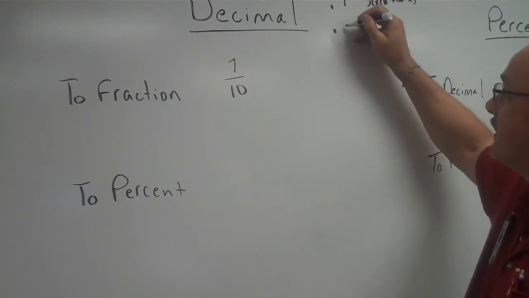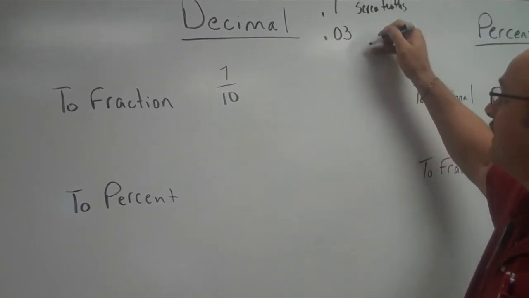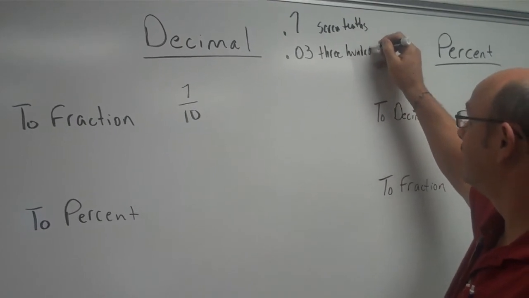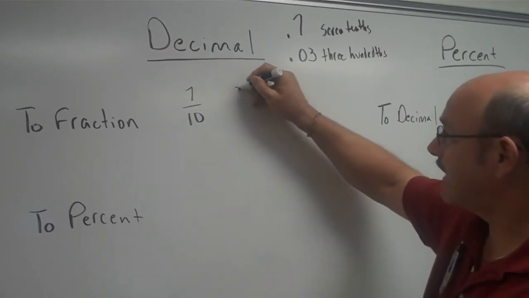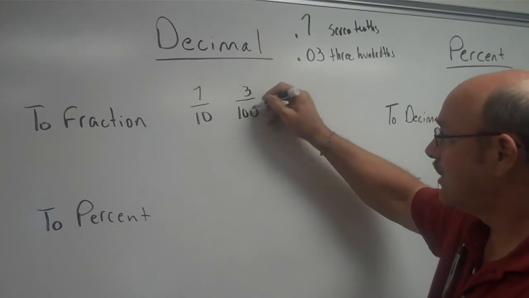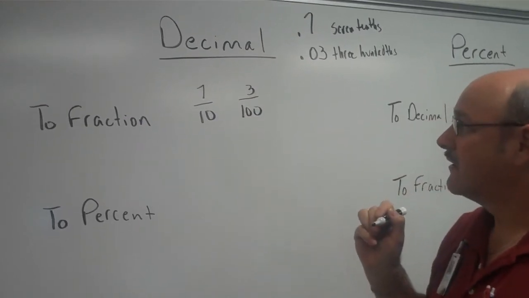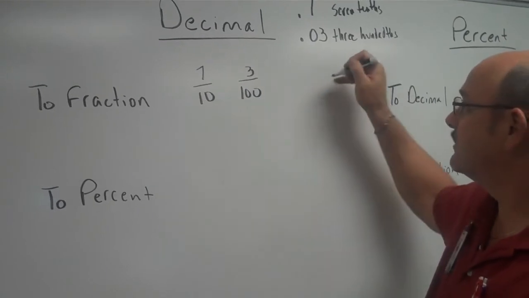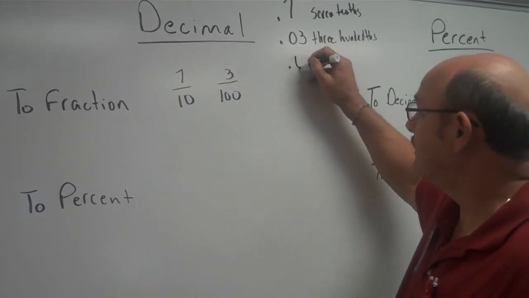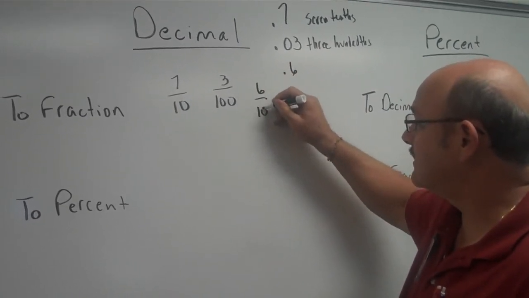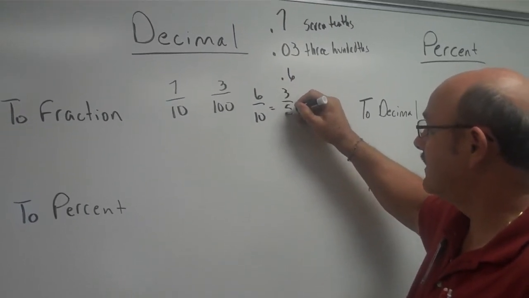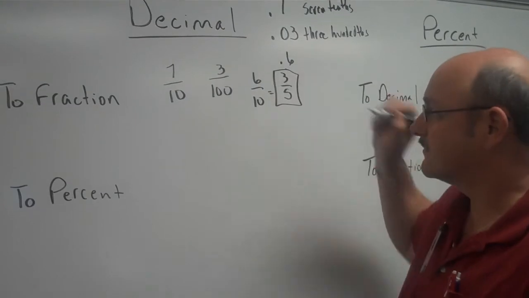If it was 0.03, that is 3/100. So that's what fraction it is, 3/100. Only thing you need to remember is if it turns out where you need to reduce it, be sure to reduce it. If it's 0.6, that's 6/10, which is in turn divided by 2, 3/5 as your final answer.